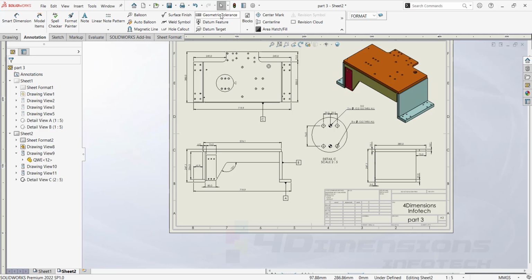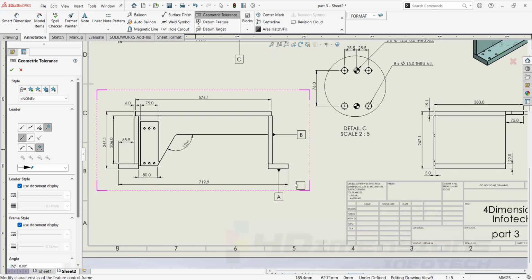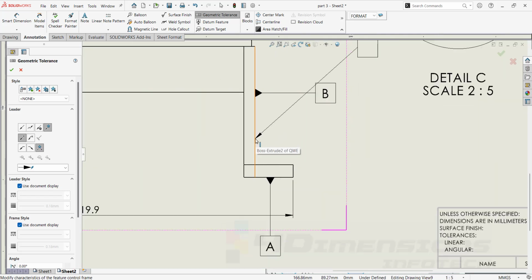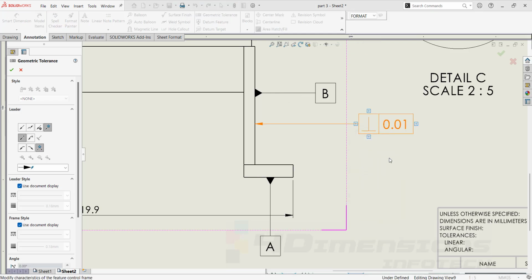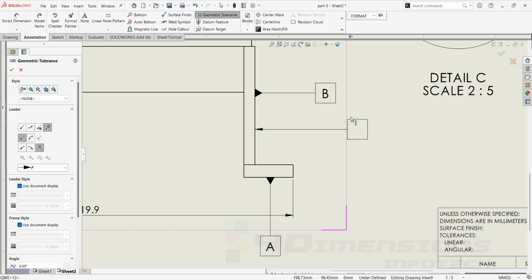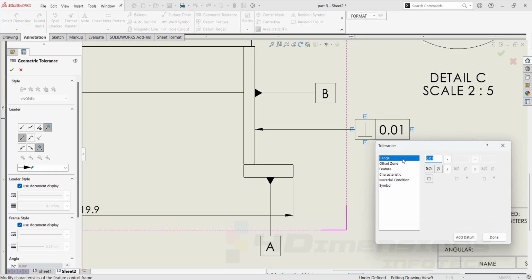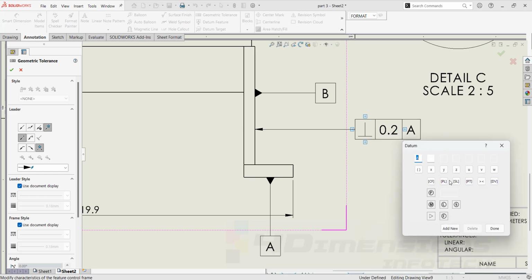So to start with, this option has been given, geometric tolerance. You just need to select this surface where you want to apply the geometrical tolerance. So I will select this surface here and I need to show perpendicularity with reference to datum A. So here you need to add the value and then place this box here. It will show the geometrical symbols which are needed to be applied. So I'll apply perpendicularity here and now this value is coming for the tolerance zone. So I'll take this as 0.2. I'll also add datum here. I'll say datum A only and say done.